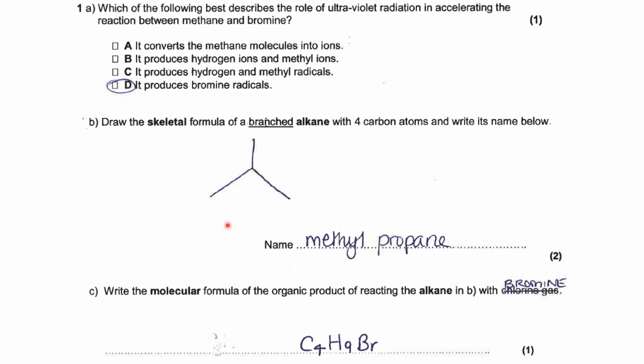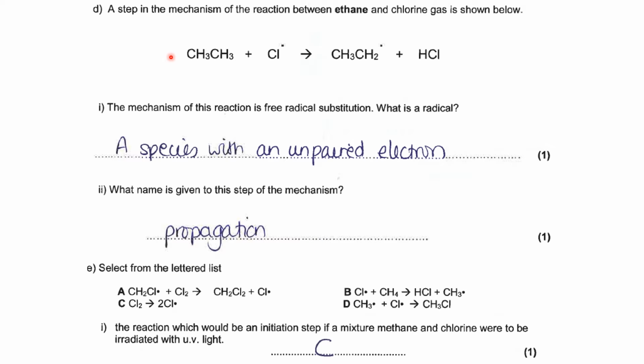Now, the molecular formula for this alkane is C4H10. If we react it with bromine, then we have to replace one of the hydrogens with a bromine, therefore we'll have C4H9Br. This mechanistic step has a free radical at the start and a free radical at the end. Therefore, a free radical is being propagated. Therefore, it is the propagation step.